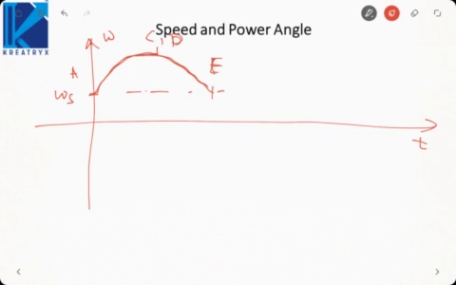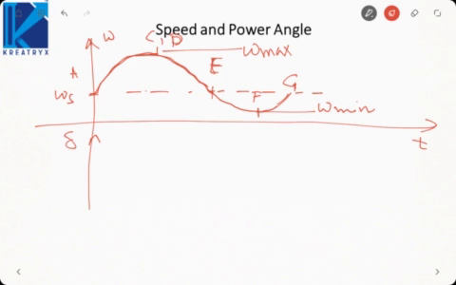Then from point E, the speed kept on reducing until point F. And again from point F to G, it goes to synchronous. Like this. So at point C, we will have omega max. At point F, we will have omega min. Okay. How does my power angle vary?